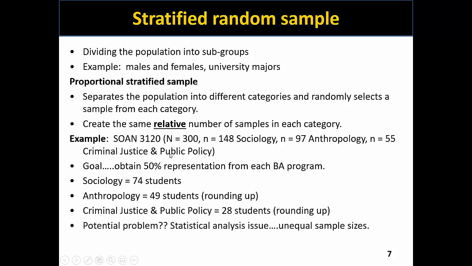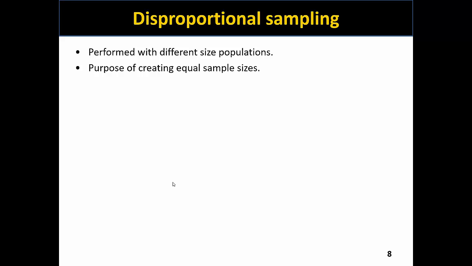Now, the potential problem that is posed with this is that it becomes a statistical analysis issue. With unequal sample sizes, this can pose some potential problems with performing certain calculations. One way around that is to carry out what's called disproportional sampling. And that's often performed with different size populations with the idea of creating equal sample sizes. And so in this process, the same absolute number of samples are placed in respective categories.